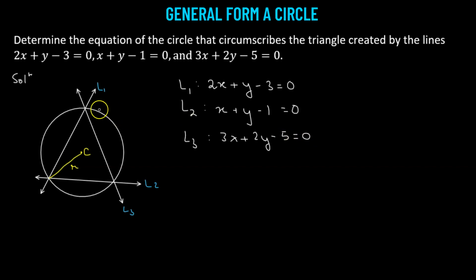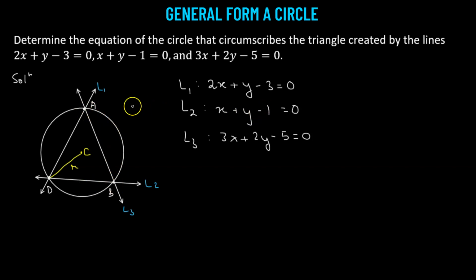Now what we'll do first is try to find the intersection points of the two lines. So let's say line 1 and line 3 intersect at point A. Line 2 and line 3 intersect at point B. And then we have line 2 and line 1 that intersect at a point, let's call it point D. So the goal will be to find the coordinates of these points.